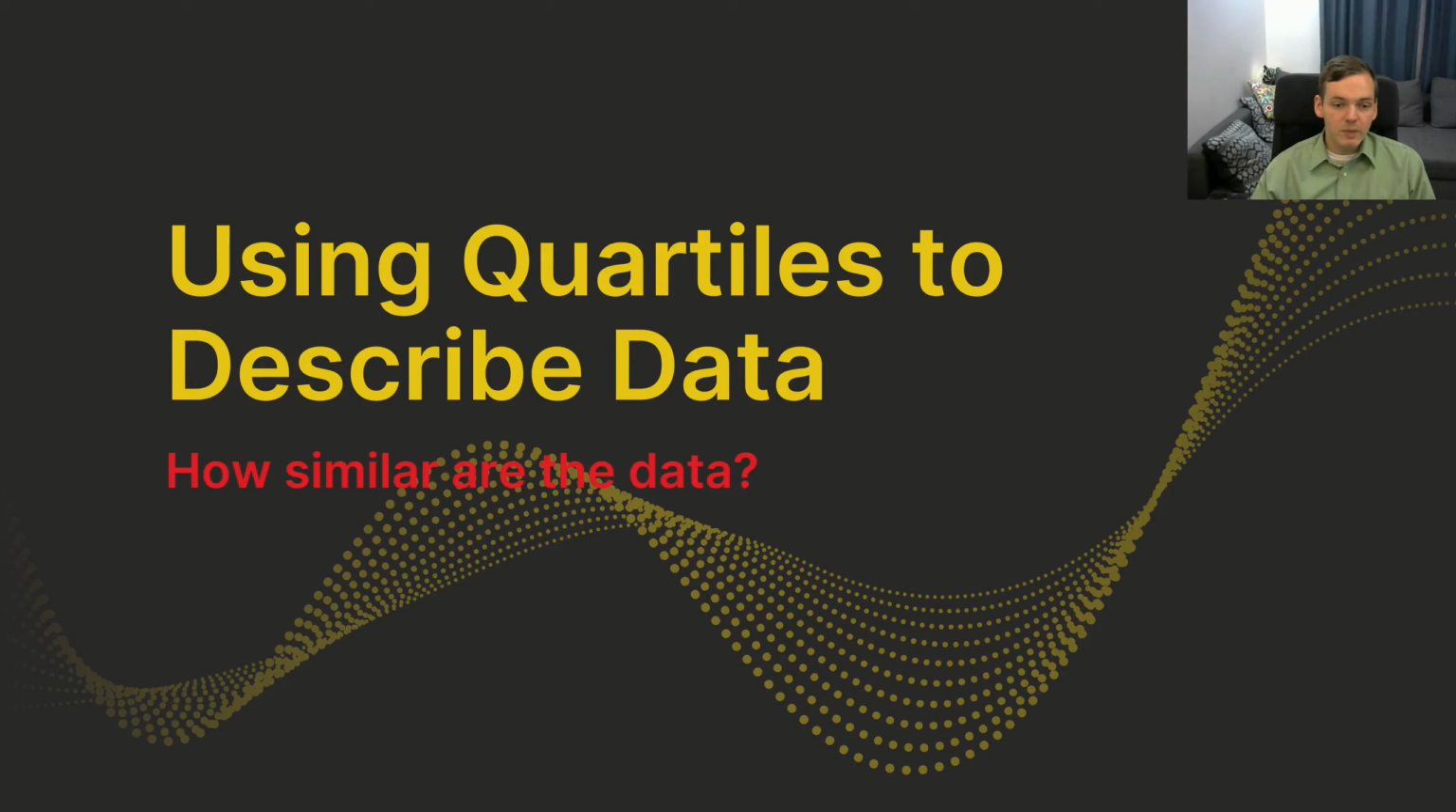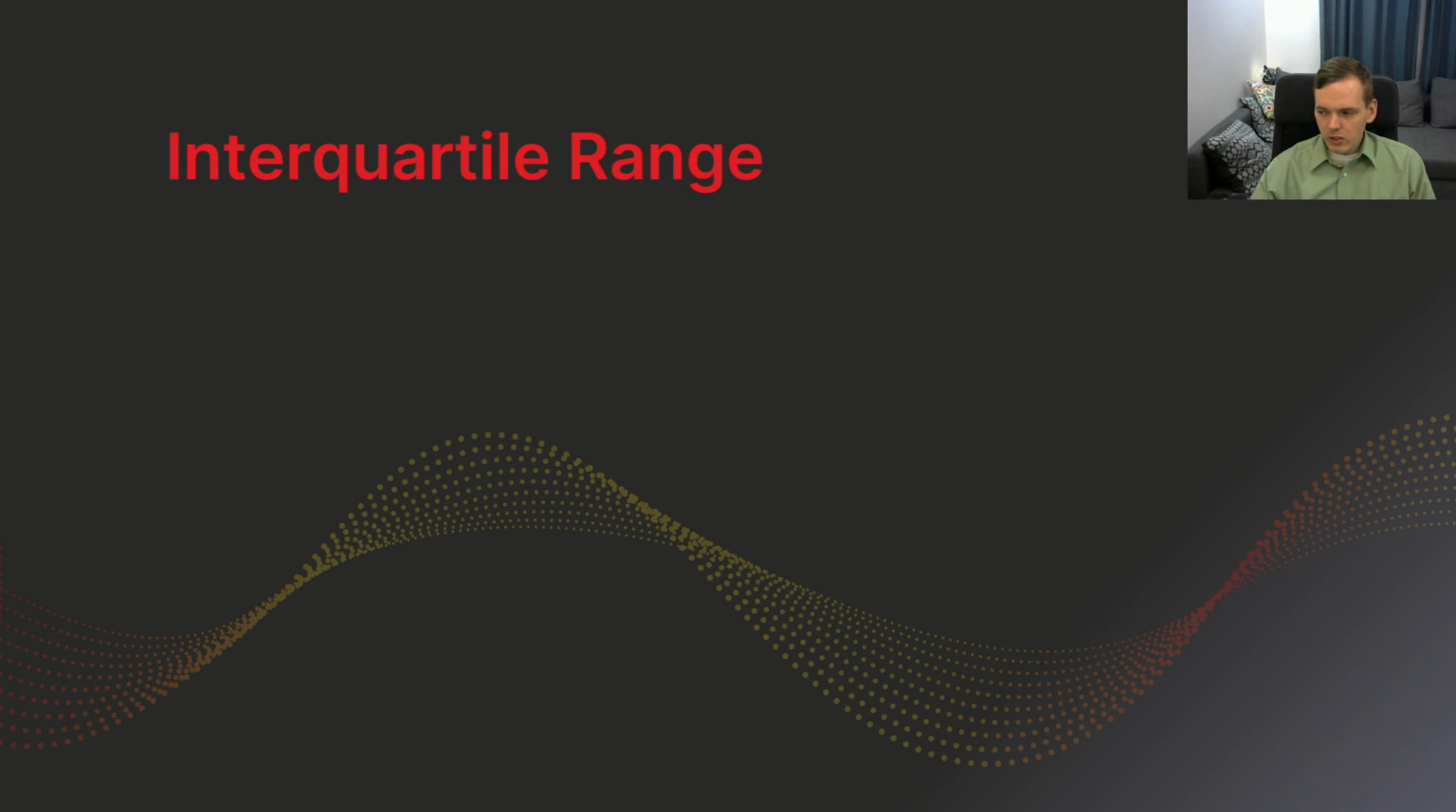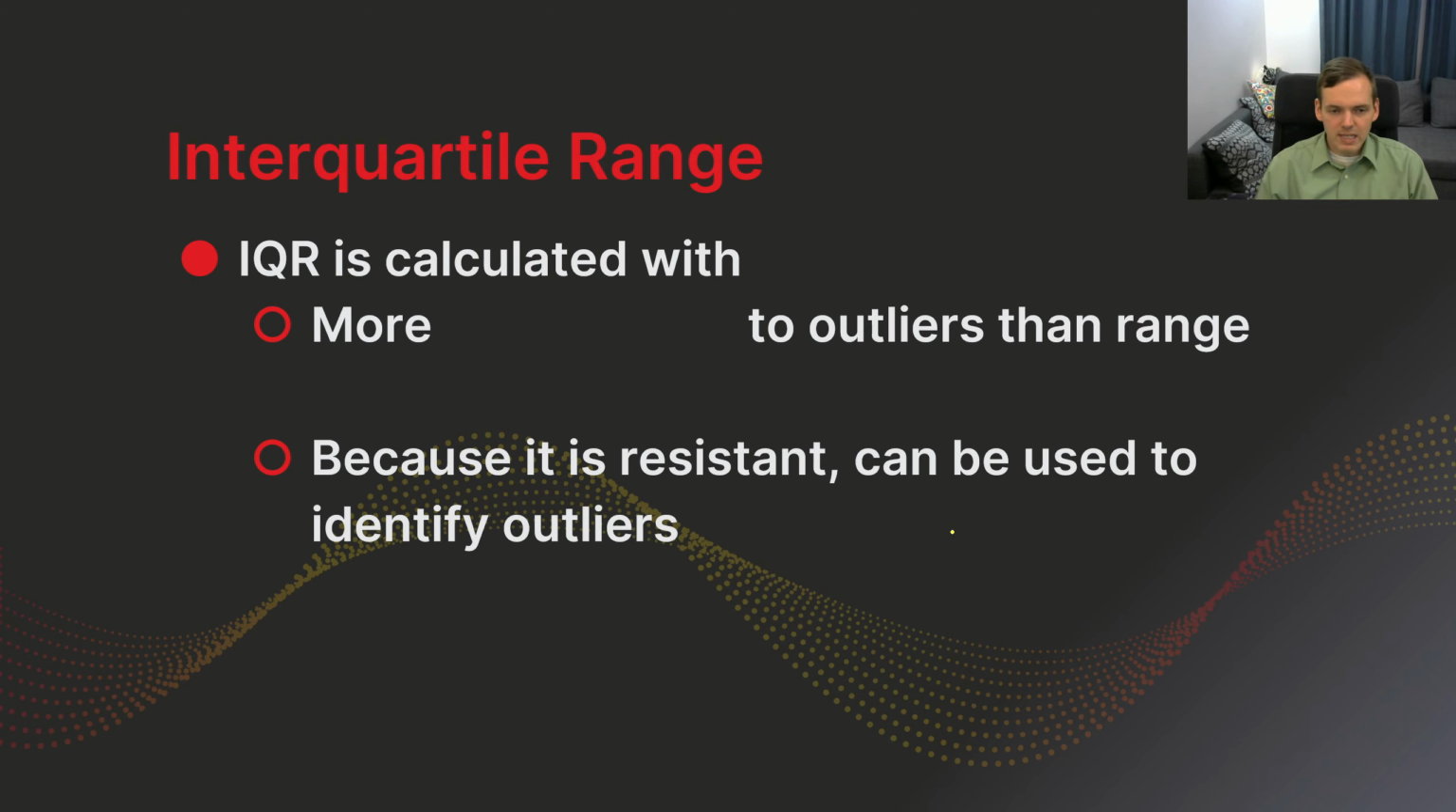So quartiles can be used to describe data. Once we know what a quartile is, we can now use it to measure stuff about the data. The first idea that we want to talk about is known as the interquartile range. That's calculated by taking Q3 and subtracting Q1, or in other words, the difference between the 75th percentile and the 25th percentile. So this says that the middle 50% of your numbers are between these two values.